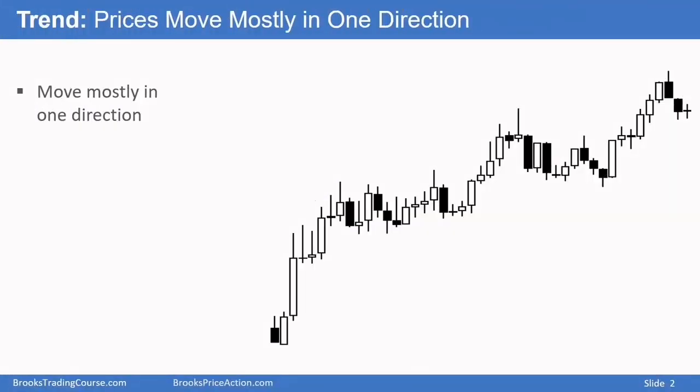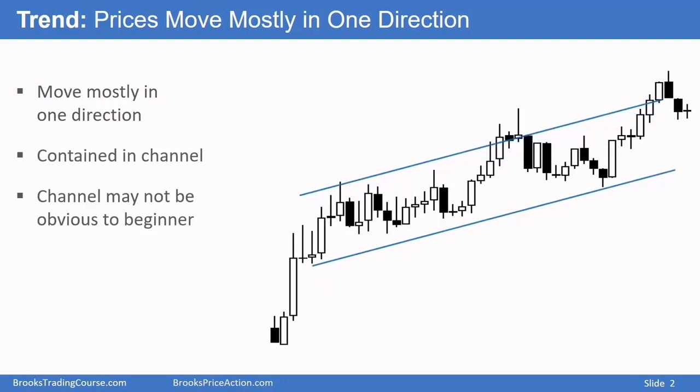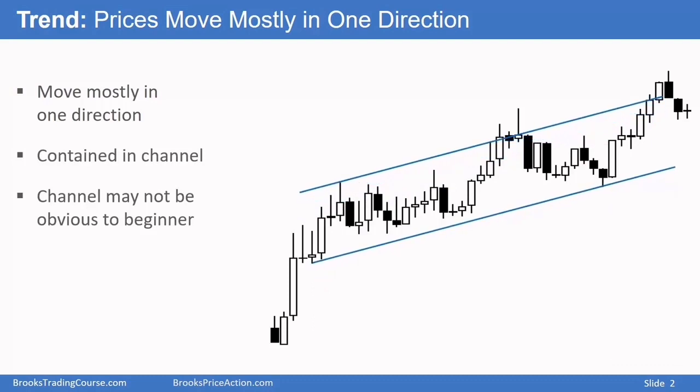In a trend, prices move mostly in one direction. So here, lower left, upper right, even though the market went sideways a couple of times. Also, trends are contained within channels. All trends are contained within channels. Some channels are very steep, but the channels are there. There's a trend line below and a trend channel line above. The trend channel line can be simply a parallel of this line, or you can draw the line connecting tops.